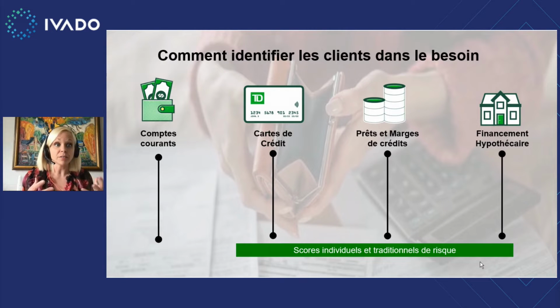So what information did we have on our clients? We had information on their bank accounts, credit cards, loans, and mortgages. So all this information was available to us, but it was not necessarily collocated. We had information that was in silos.